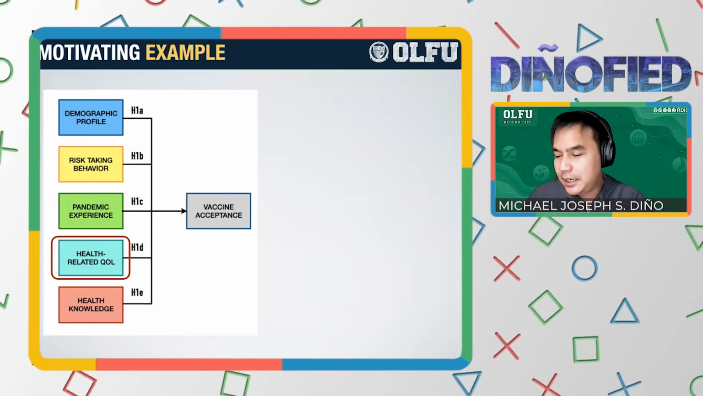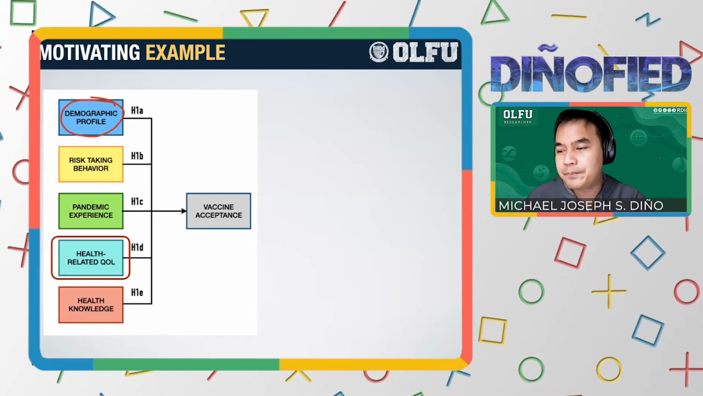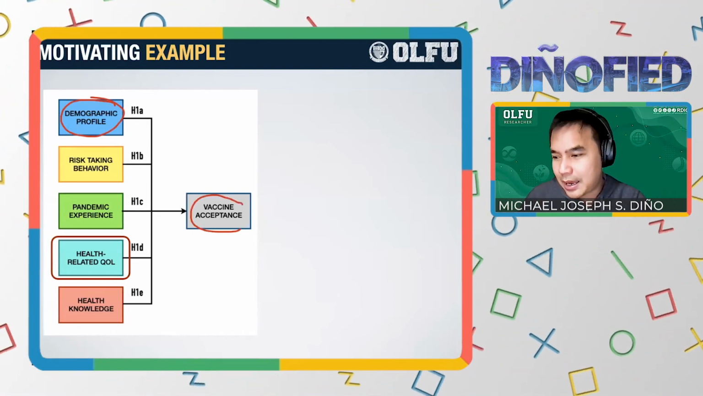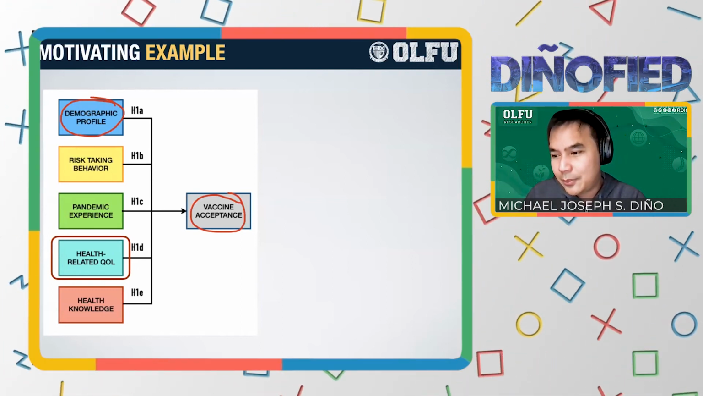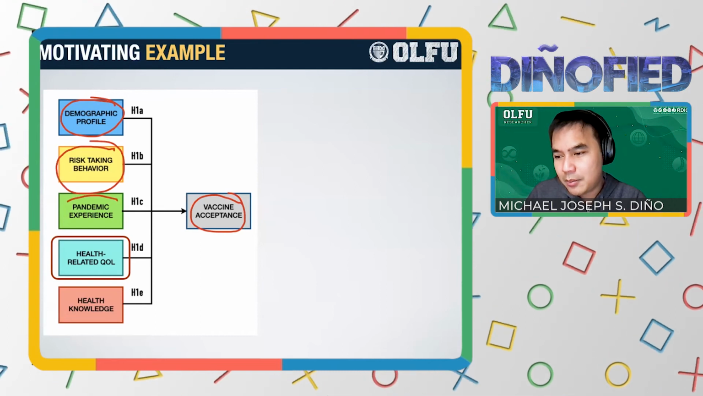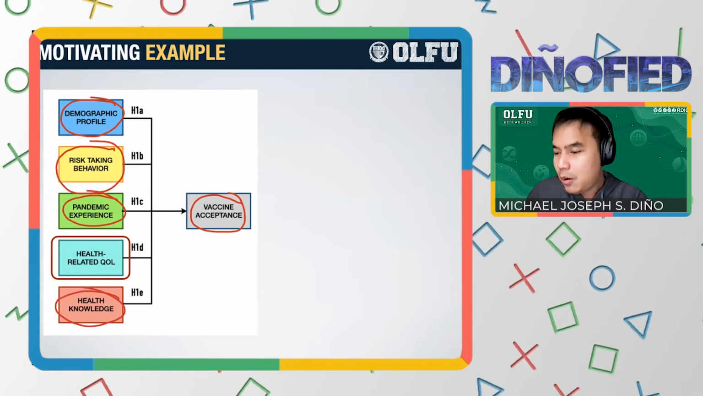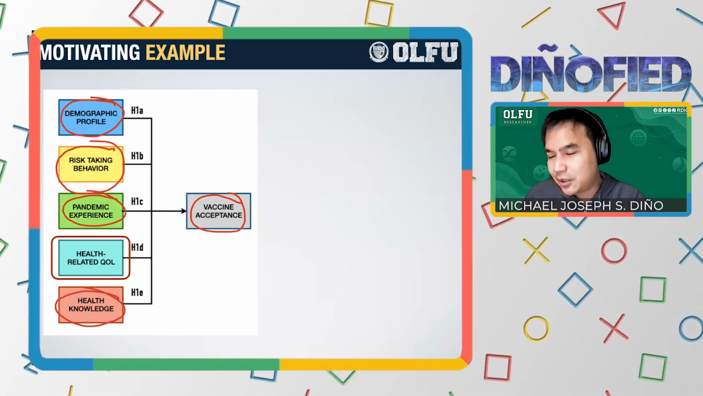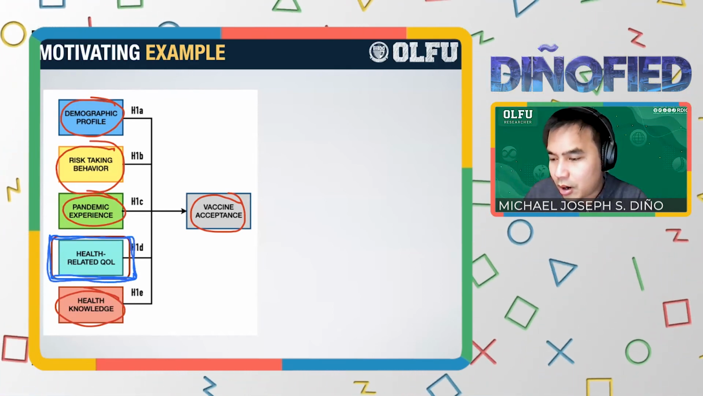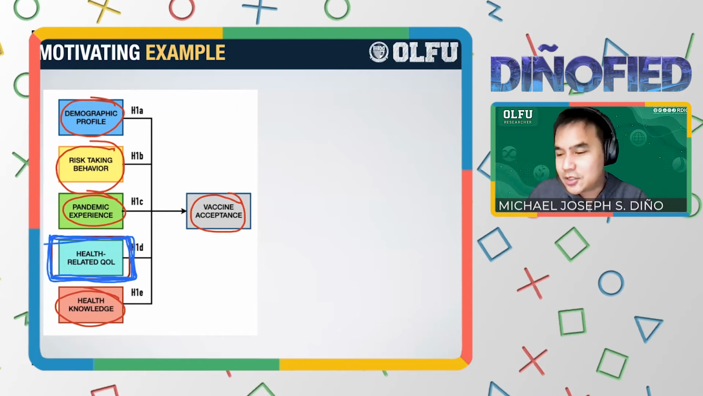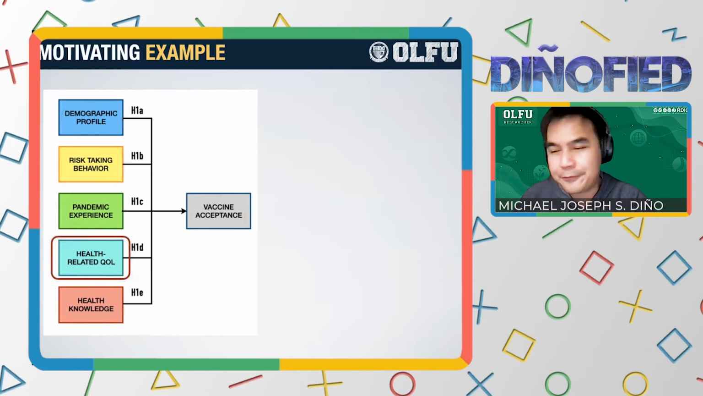Yes, very good. So meaning, you should have a portion in your questionnaire that will assess demographic profile. You have questions that will measure or assess vaccine acceptance. You have questionnaire that will assess risk-taking behavior, pandemic experience, and health knowledge. So magbigay tayo ng example. One variable in this particular simulacrum is the health-related quality of life. So Doc MJ, how can we search for questionnaires that will measure health-related quality of life?